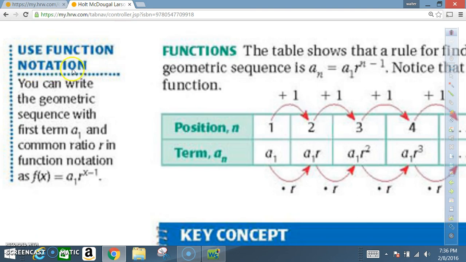Okay, make sure you read here very carefully. Use function notation. You can write the geometric sequence with first term a sub 1 and common ratio r in function notation as f of x is equal to a sub 1 times r to the x minus 1. Now this is in function notation. f of x is equal to a sub 1 times r raised to the x minus 1. It means the same as the formula below, just in function notation.